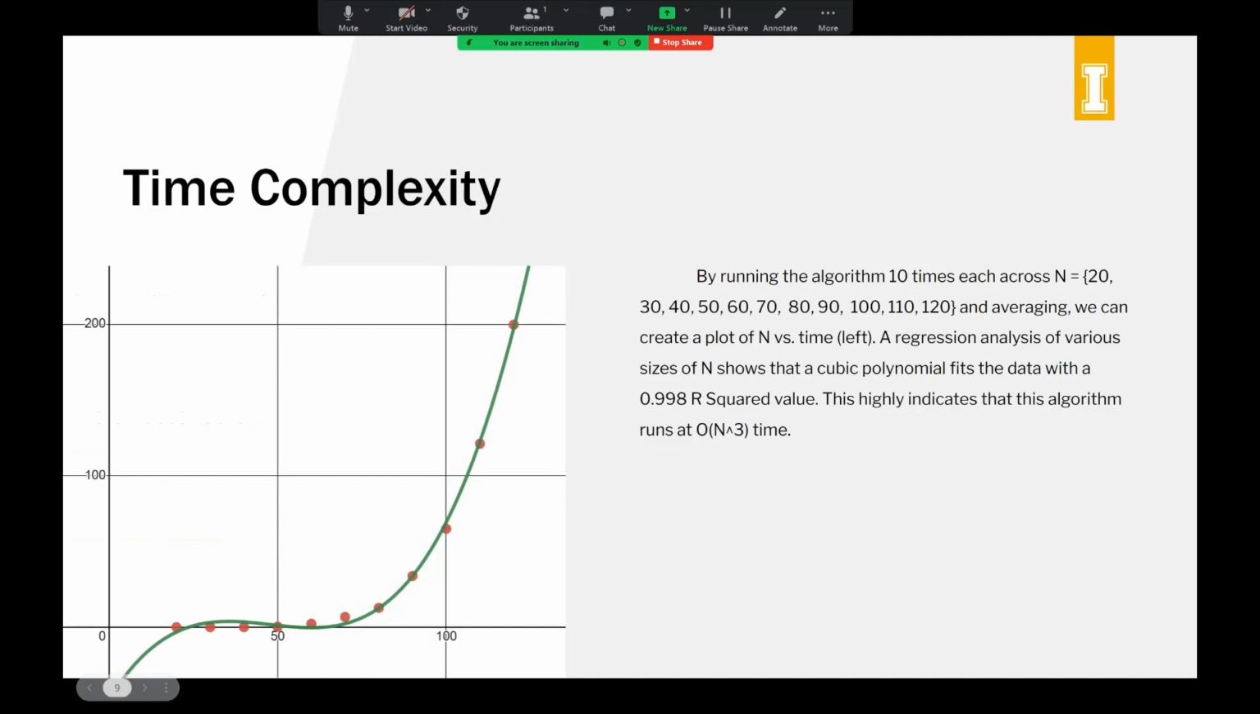So for time complexity, by running numerous trials on different sizes of n, we can see that a regression analysis shows that a cubic polynomial fits within 0.998 adjusted R-squared value. This is highly indicative that this algorithm runs at O of n cubed time, which is phenomenal.